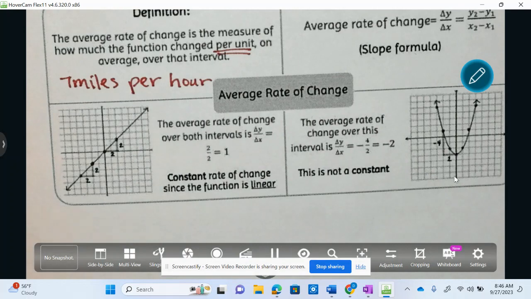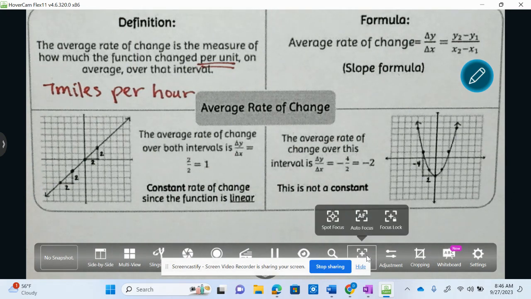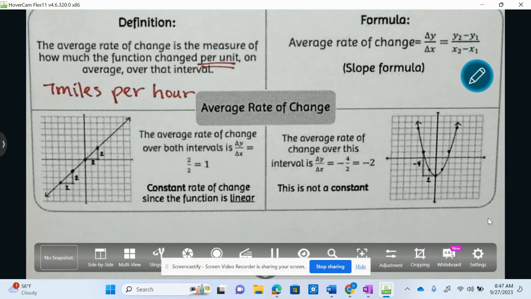There are two examples here. It says the average rate of change over both intervals is the, do you guys remember what that delta symbol stands for? Change, yeah, it's the change in y over the change in x. So when I look at my graph, I'm going up 2 over 2. That has an average rate of change of 1. And then they're showing you on a graph, okay? So we're just going to practice it.